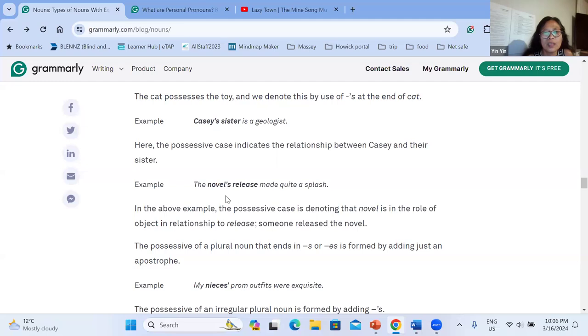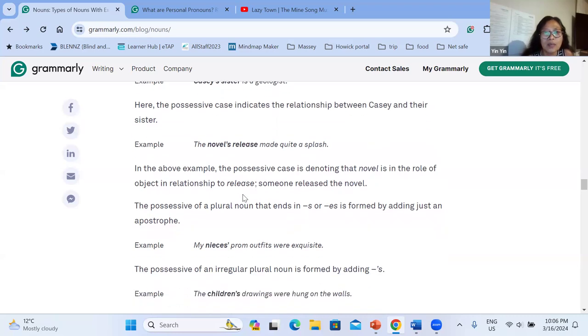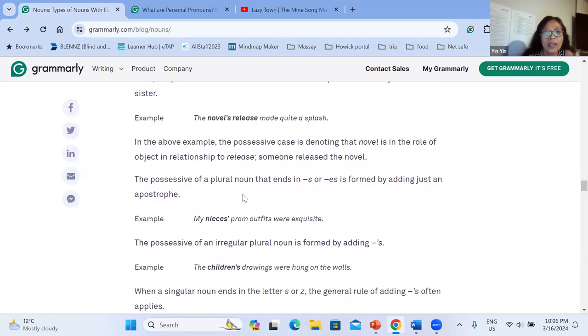So it's a general rule. The possessive of a plural noun that ends in S or ES is formed by adding just an apostrophe.